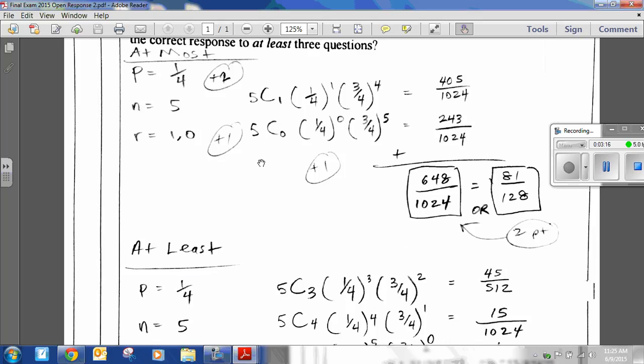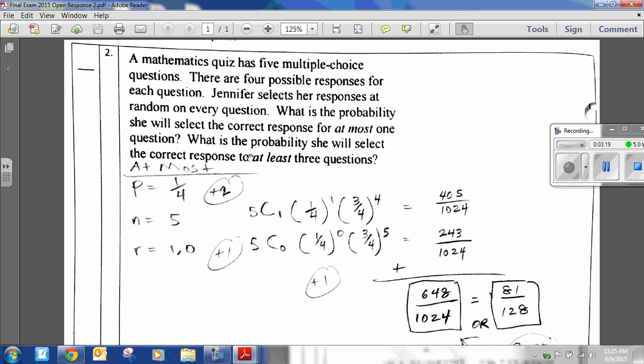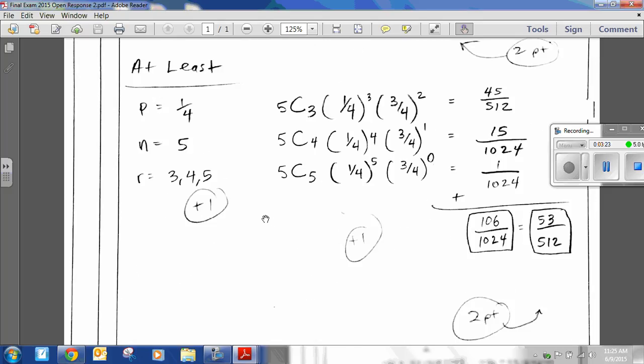The at least part of the question, what is the probability she will select the correct response to at least 3 questions? Well, at least 3 means 3 is the least number she could get correct. So that means she could get 4 correct, she could get all 5 correct. So we have 3, 4, 5. So we have 5 choose 3, the probability of success to the number of successes, the probability of failure to the number of failures, right? These numbers always add up to n. 5 choose 4, 5 choose 5.